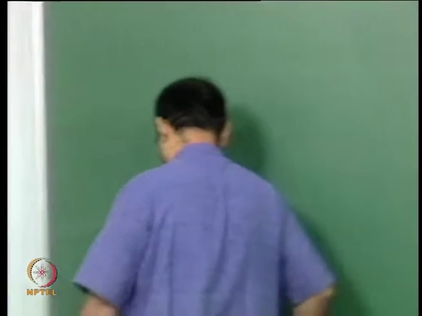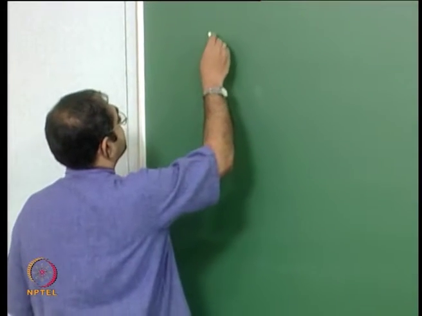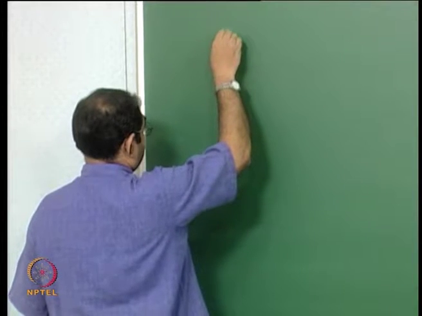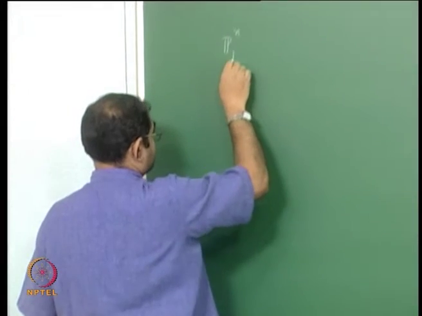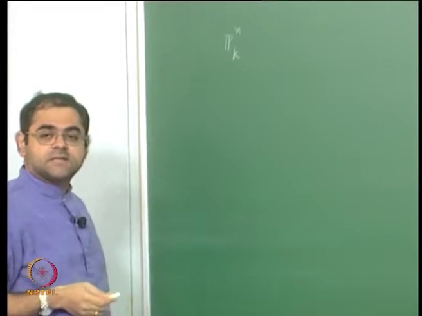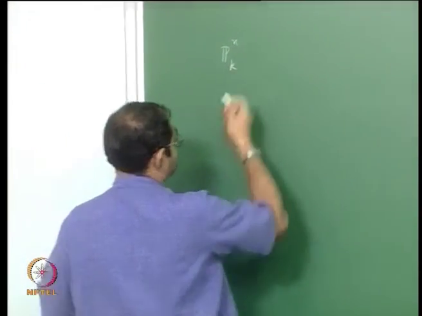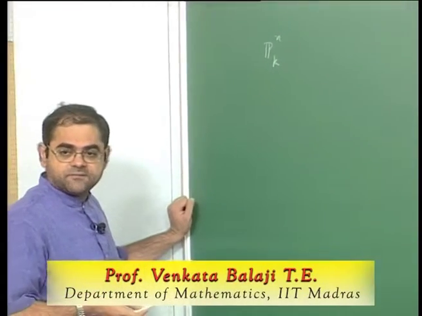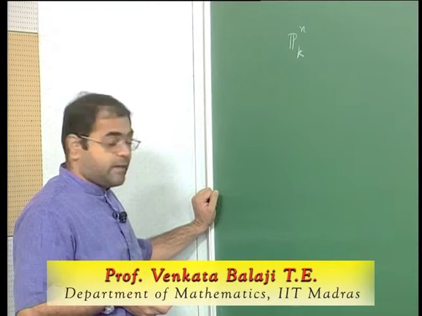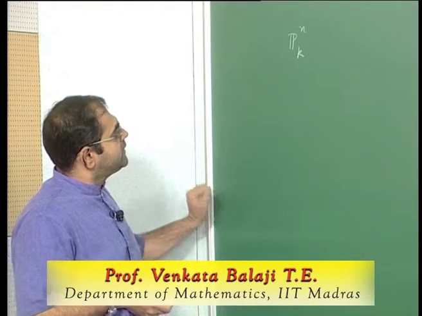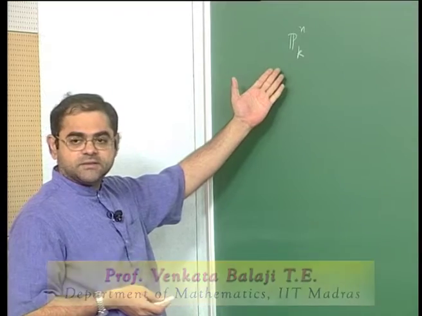Okay, so we were discussing projective spaces. If you recall, we have projective n-space over K, where K is of course an algebraically closed field, and this is thought of as a space of lines in n+1 dimensional affine space. And we have given the Zariski topology on this.